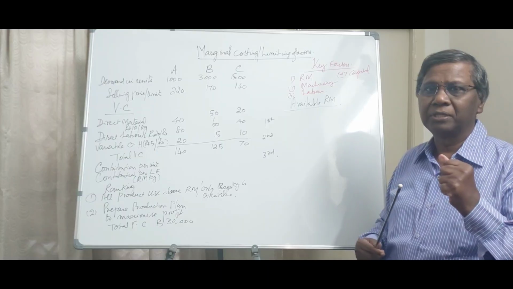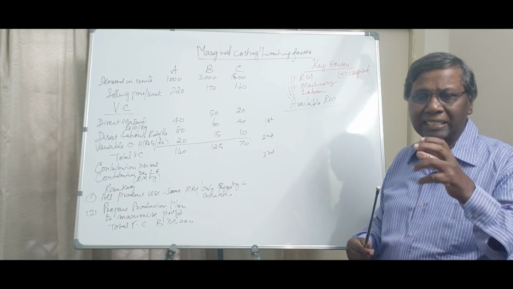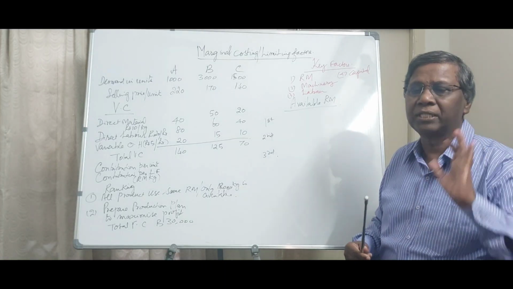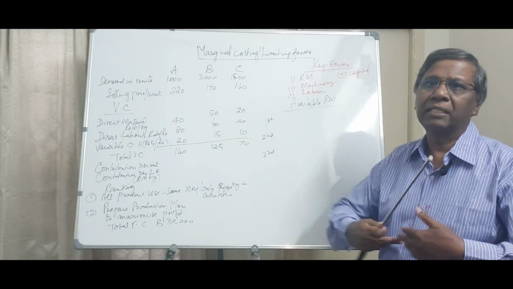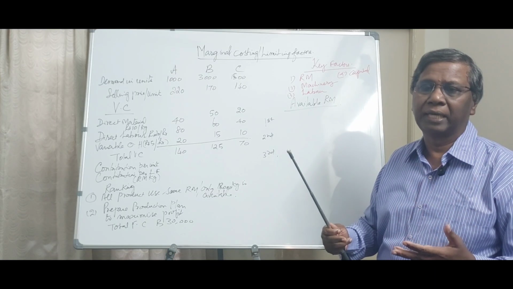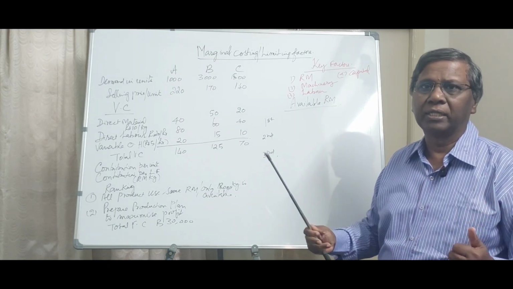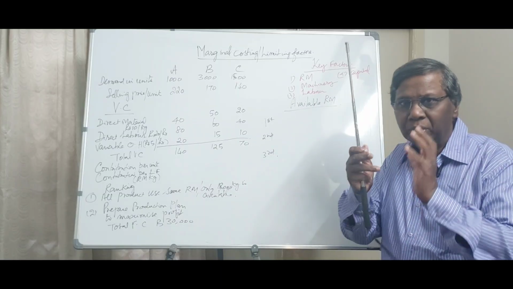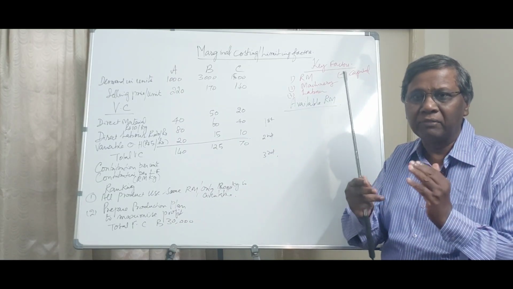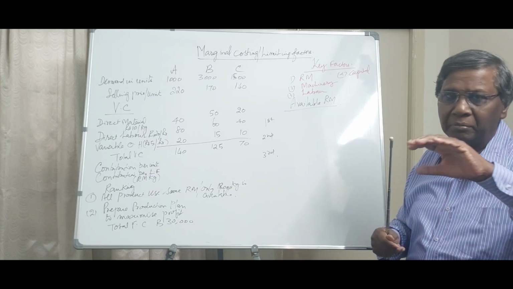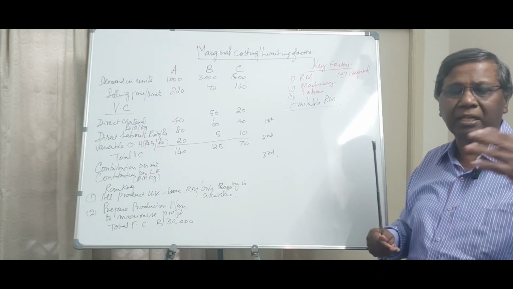The challenge comes in how best you can use these constraints, these limiting key factors, to maximize your production. Raw materials are not available in time or in the quantity you decide, so you can't just go on producing A, B, and C. You have to concentrate and focus on those products which give maximum contribution. Understood?